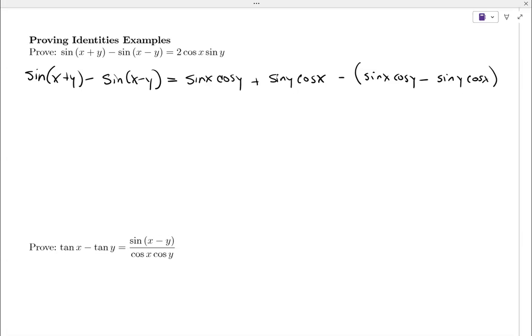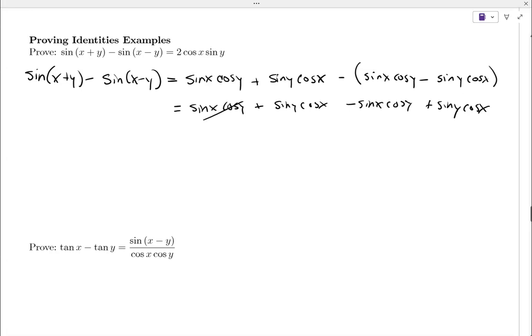Notice if you forget your parentheses, you'll get 0 when you simplify. But instead, we'll get sine x cosine y plus sine y cosine x, and then I'll distribute the minus sign. And now what cancels?